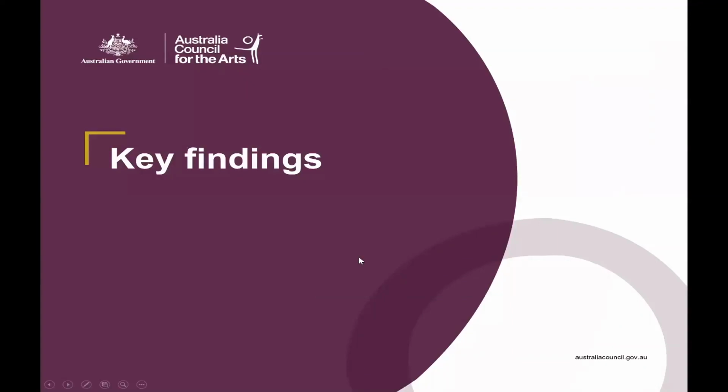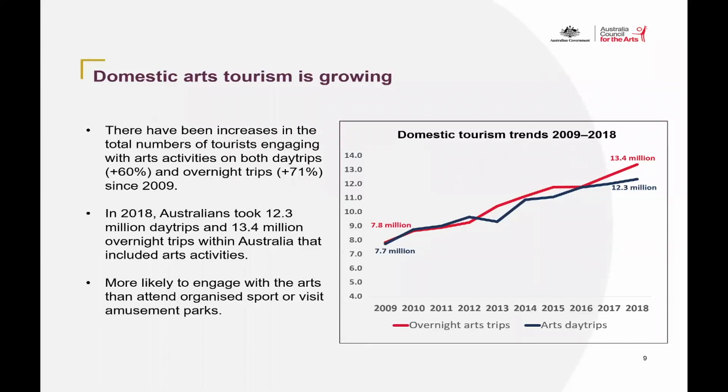Now a couple of the key findings. Domestic arts tourism is growing. In addition to population growth and overall growth in domestic tourism, the numbers of Australians engaging with the arts domestically are also increasing. Over the past decade, arts engagement on day trips grew 60% and arts engagement on overnight trips grew just over 70%, both overtaking the growth in total day trips and total overnight trips.